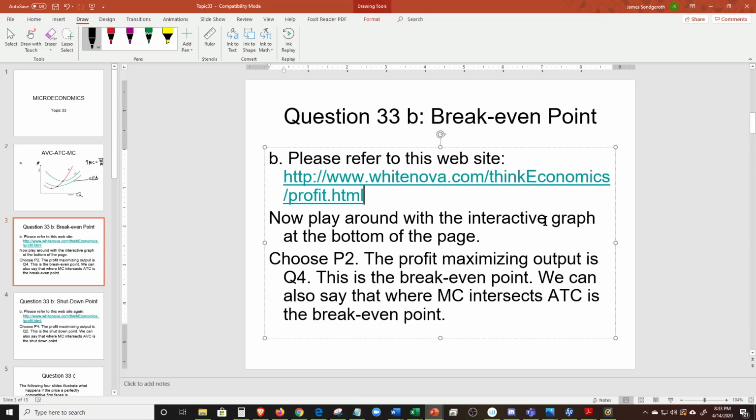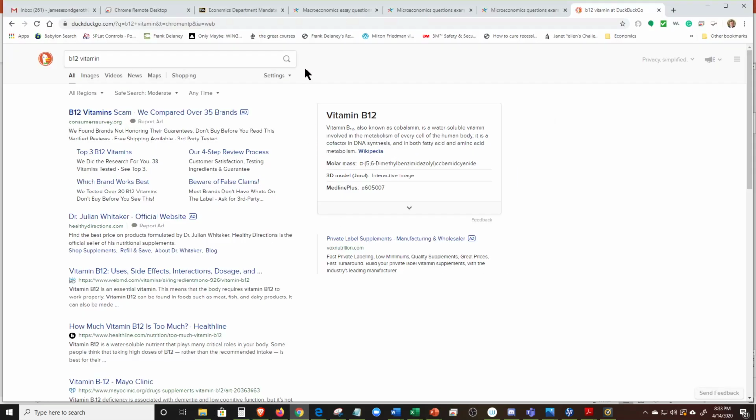Now play around with the interactive graph at the bottom of the page. Choose P2. The profit maximizing output is Q4. This is the break-even point. We can also say that where marginal cost intersects average total cost is a break-even point. Well, let's go see if that makes any sense there.